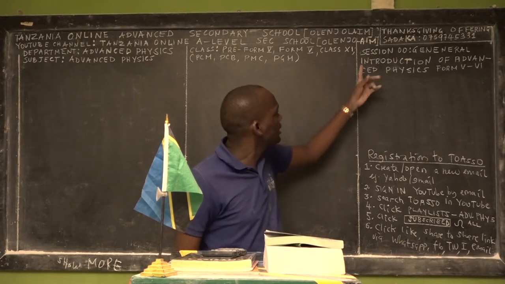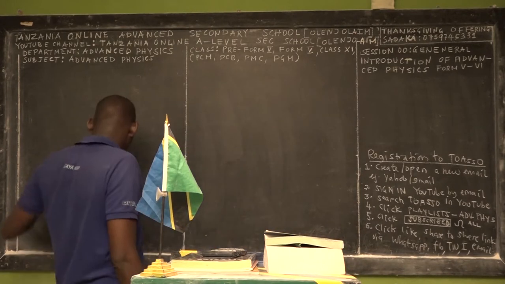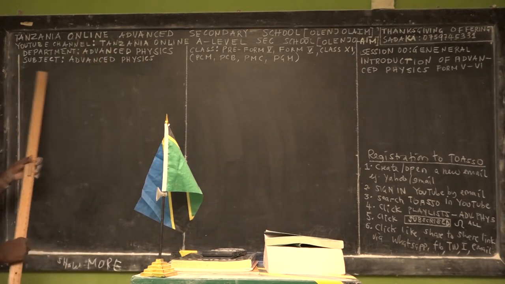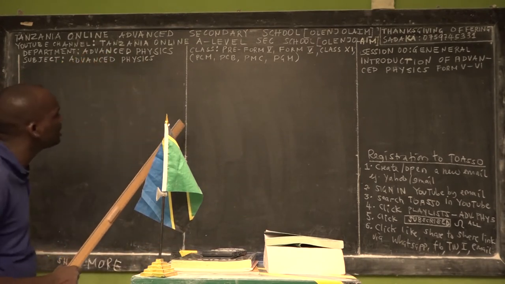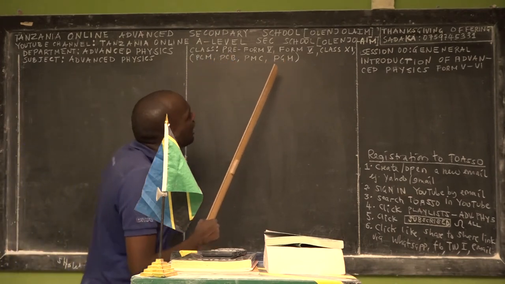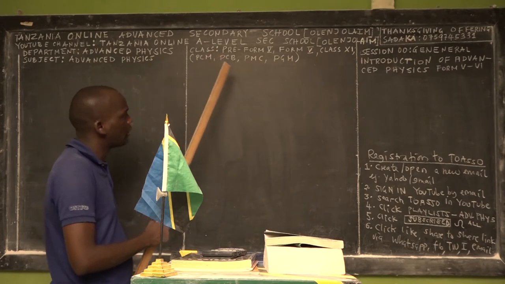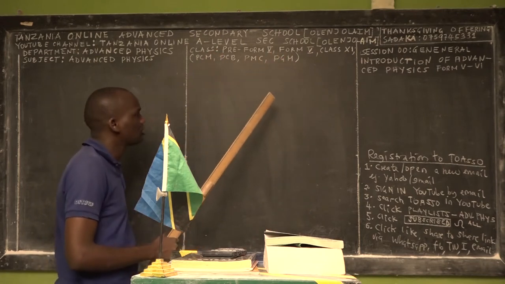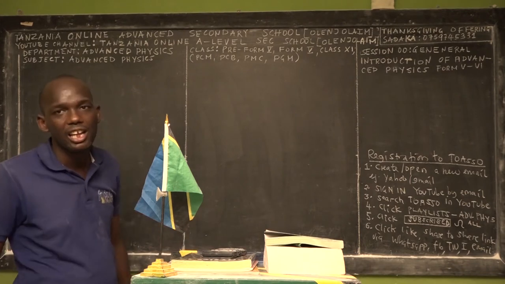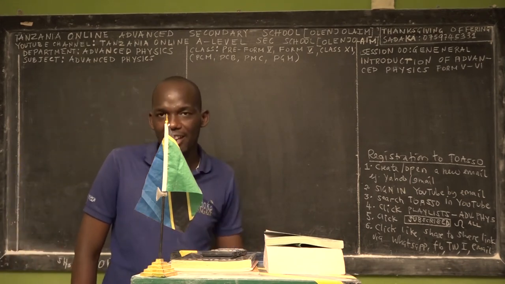Again, we say that we have departments in our school. One of the departments is called advanced physics, and the subject of the day is advanced physics. Today we are preparing the pre-form 5 students. These are contents for pre-form 5, for form 6, for form 5 students, or class 11 in some countries, for example in India. Form 5 is called class 11, right?